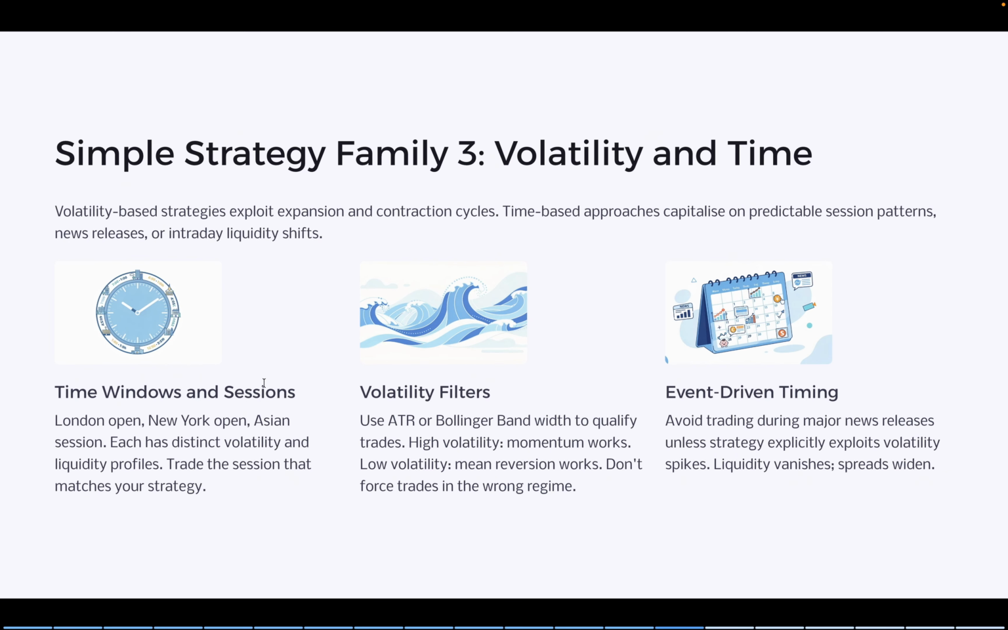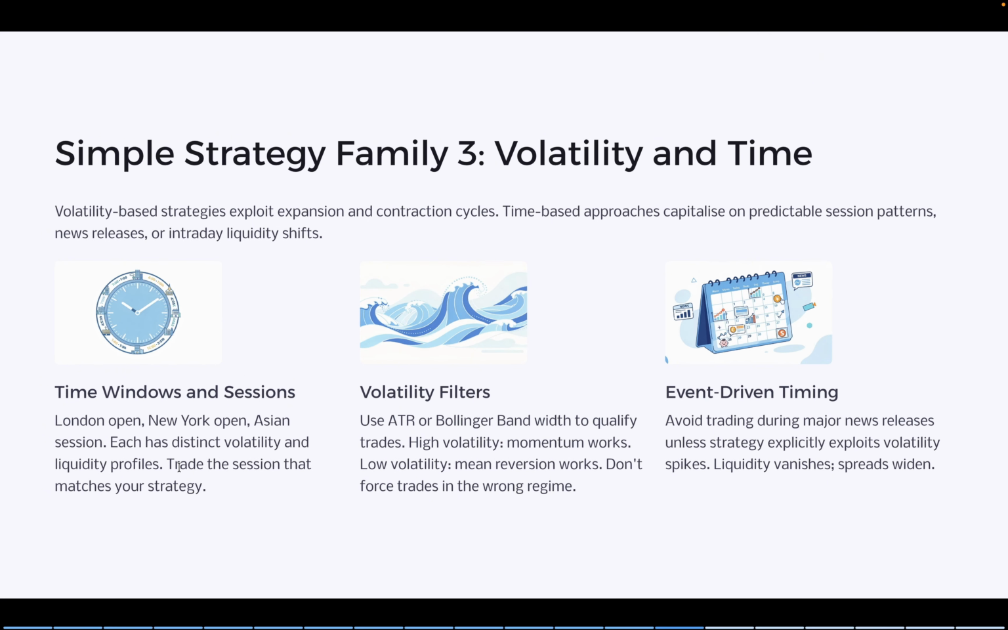So time windows and sessions is basically, for example, London Open, New York Open, and the Asian session. Each time window has distinct volatility and liquidity profiles that are consistent, usually over a long period of time. Okay, so for example, if London Open is usually bullish on your asset, then you can try to trade only bullish conditions in that time window. Okay, and also you can use sessions as a regime detector as well.